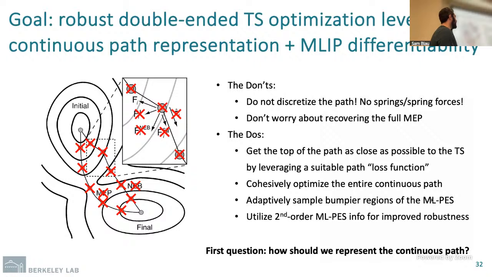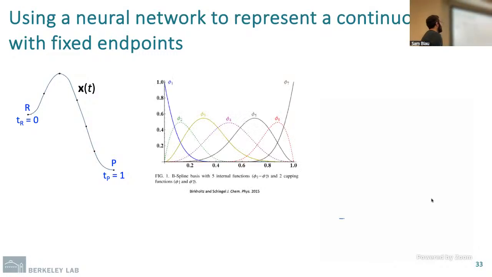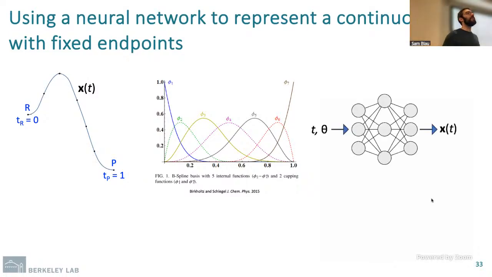So the first question is, how should we represent the continuous path, if we're getting rid of these beads and springs? People in the past have used basis functions, Schlegel from 2015. This introduces a whole bunch of other issues. Come on, we know it's 2025. We know what to do. Let machine learning take the wheel, right? Just use a neural network to represent the path.